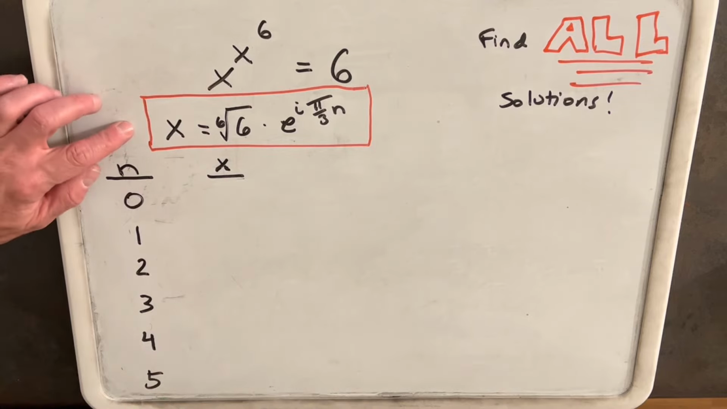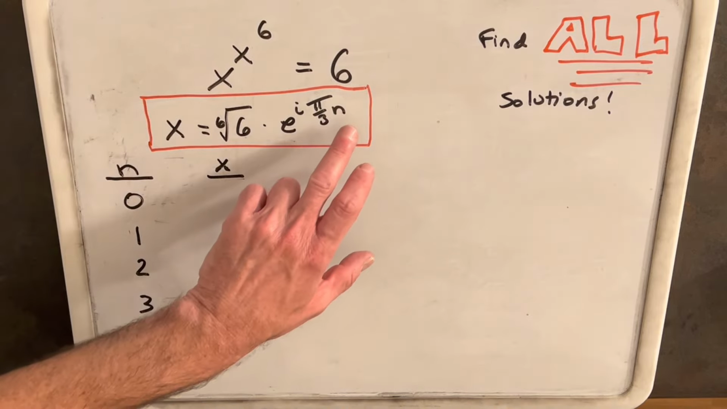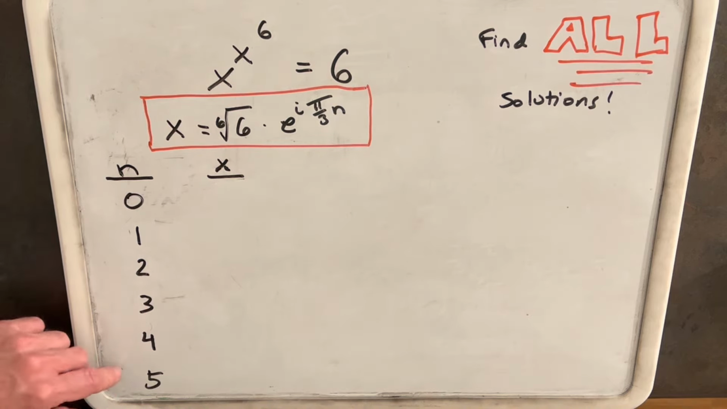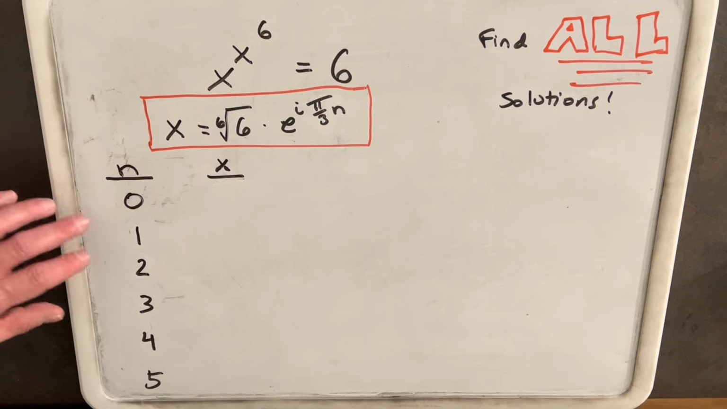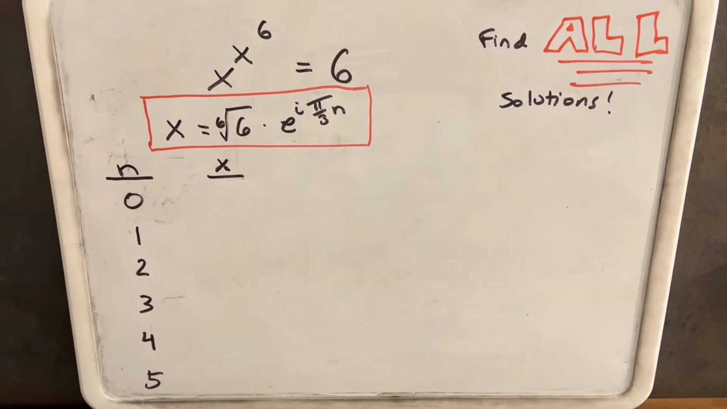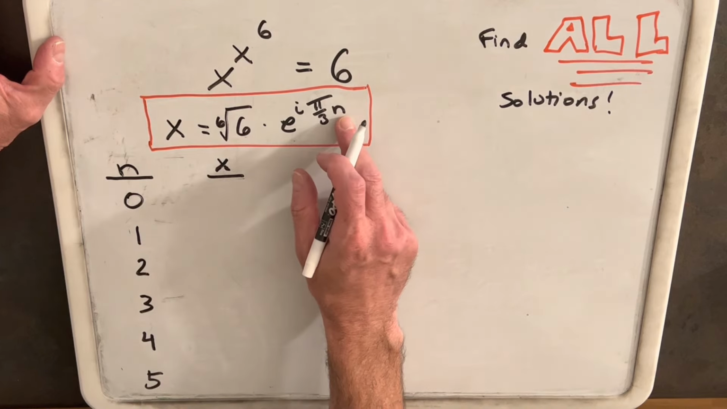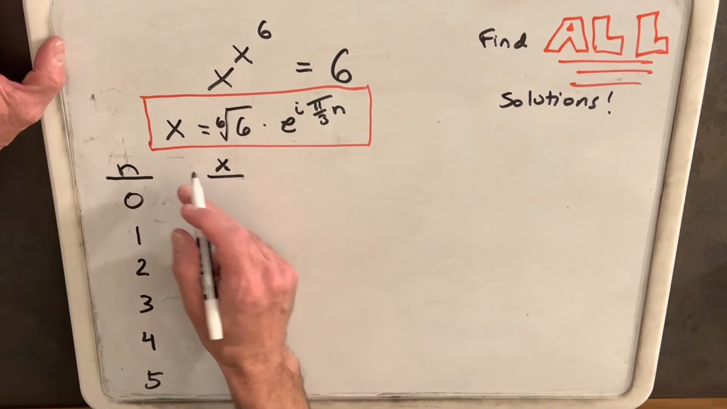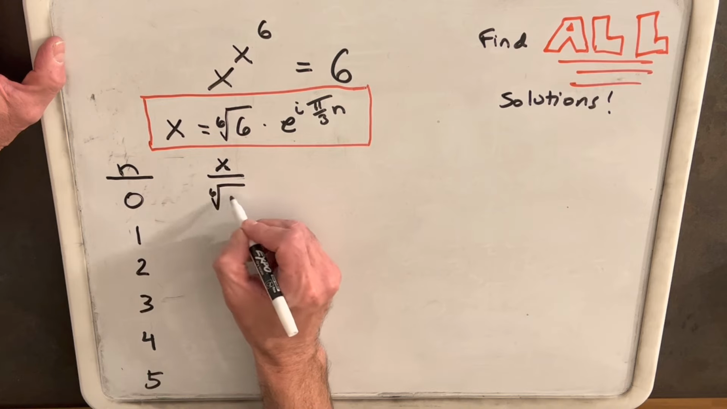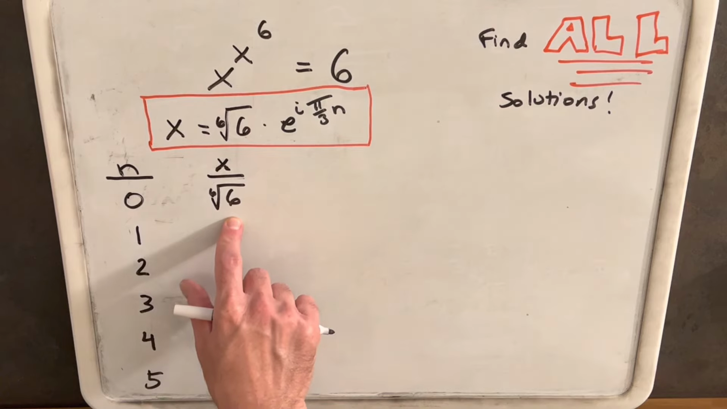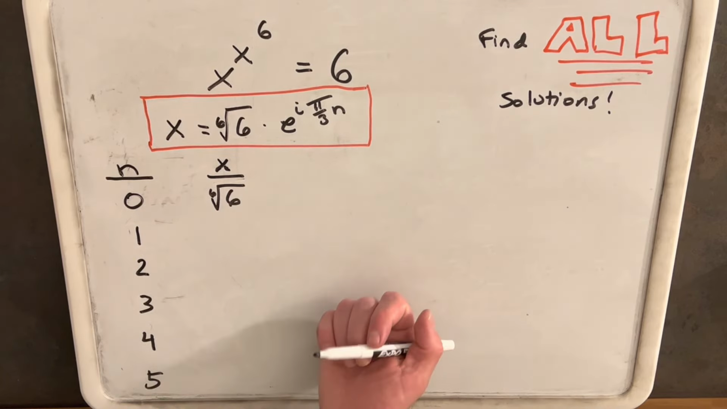So now that we have our nice formula for x, we can start plugging in integer values for n from 0 to 5. We don't need to go past 5. If we plug in 6 or 8, whatever, the values are going to just start repeating because we know that values of sine and cosine just repeat, so we can stop at 5. So let's start with 0 here. When we plug a 0 into this, the exponent will be 0, and so this piece will be 1, and so our x value is just going to be the 6th root of 6. And that's just the primary real solution that we found previously.